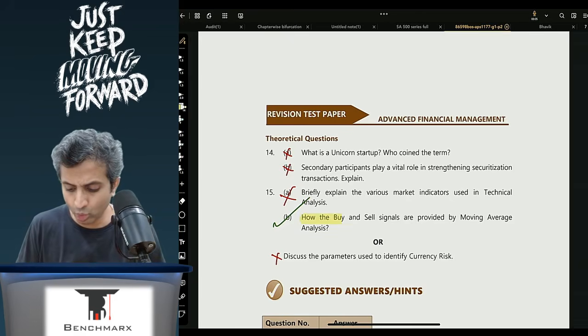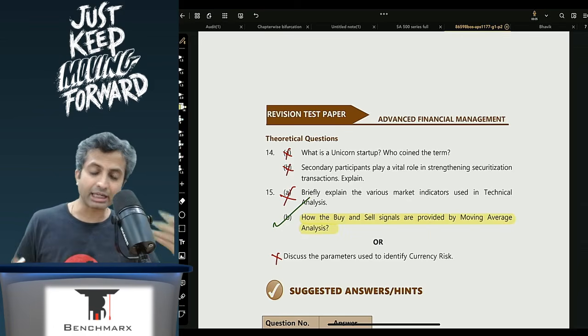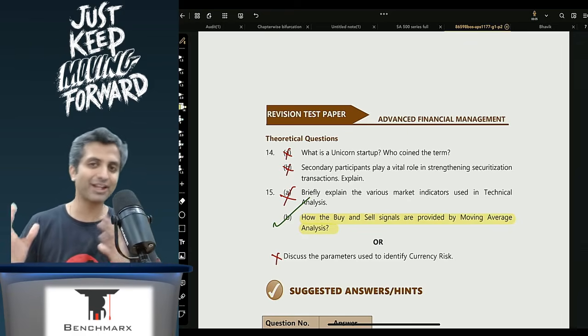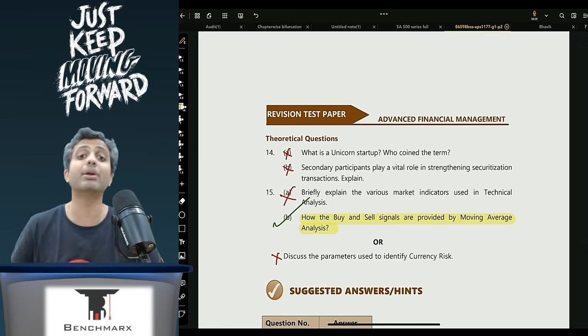So over here, how would buy and sell signals be provided by moving average analysis? Now this is hardcore technical analysis. The institute expects you to be a pro in everything. So on hardcore technical analysis, they've given you this question on when will you have the buy and sell signal.